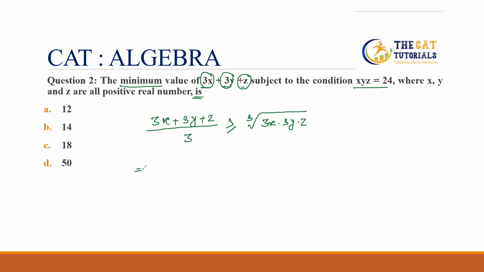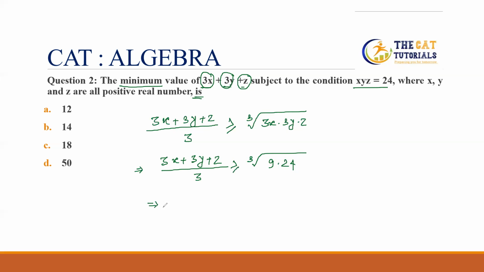Okay, so how can you solve this? We have to find the value of 3x plus 3y plus z, divided by 3. Now we have to take the cube root of this. Cube root of 3 into 3, that is 9, into 24. So you can see that this is equal to 216.